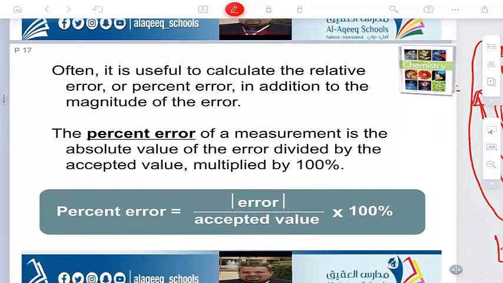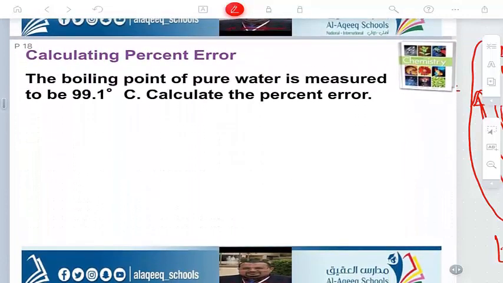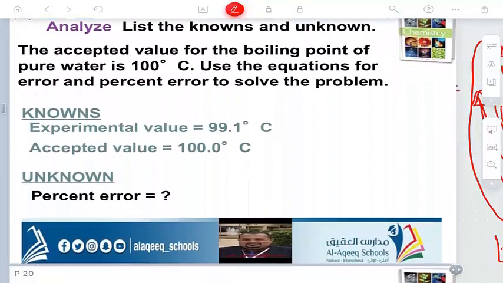If you want to measure the percent error, just put the error here, but the absolute value of the error, without the negative, divided by the accepted one, not the experimental one, the accepted one measured by scientists, times 100%. You will find the percent error if you need the error in the form of a percentage. Let's see this. You have a boiling point of 100, but you measured 99.1. We need to calculate the percent error at this moment. How? Look.